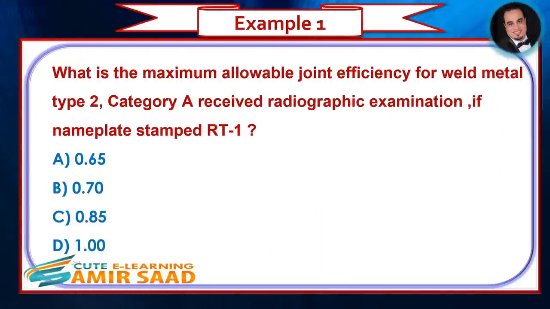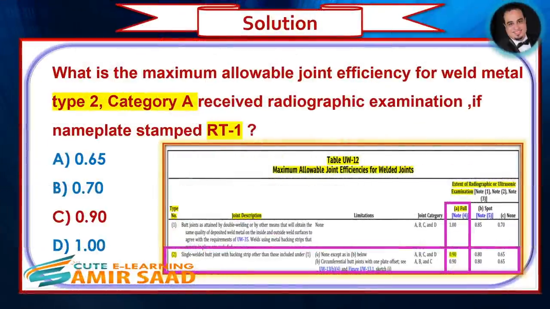Example 1. What is the maximum allowable joint efficiency for weld metal type 2, category A, received radiographic examination, if nameplate stamped RT1? Answer is C.